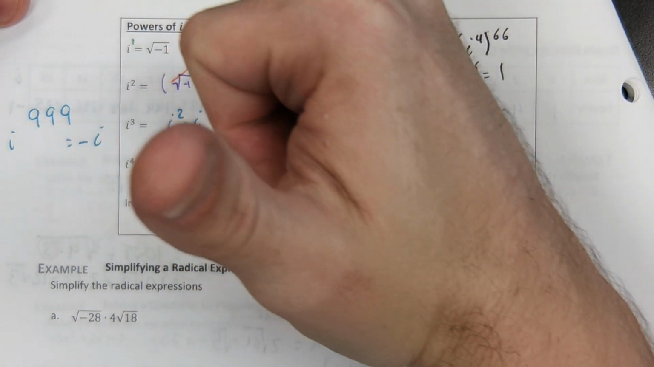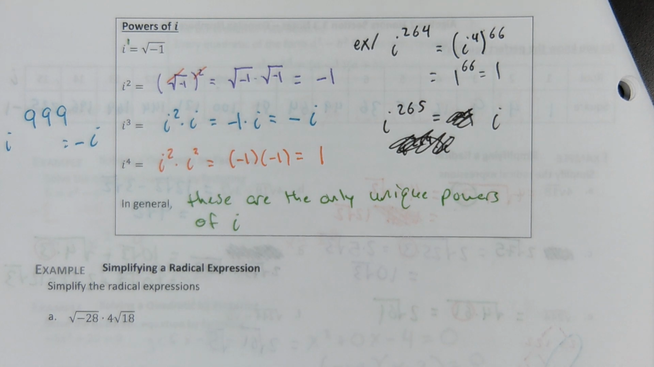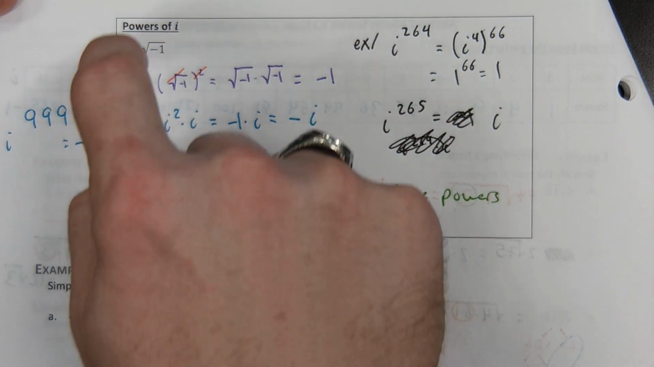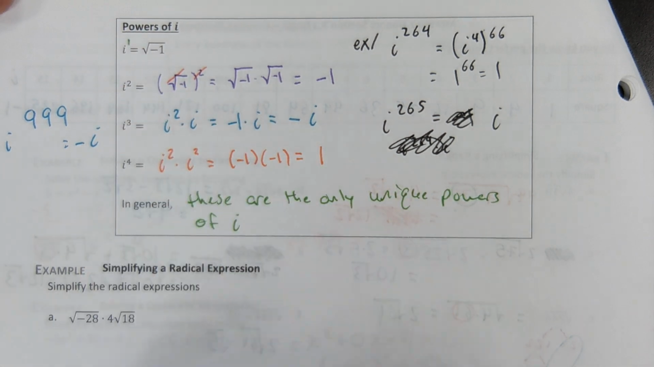These are the only four quantities that powers of i can take on. Powers of i can be equal to i, -1, negative i, or 1, and that's it. And it works like this. i to the 1, 2, 3, 4, 5, 6, 7, 8, 9, 10, 11, 12, 13, 14, 15, 16, so on and so forth.